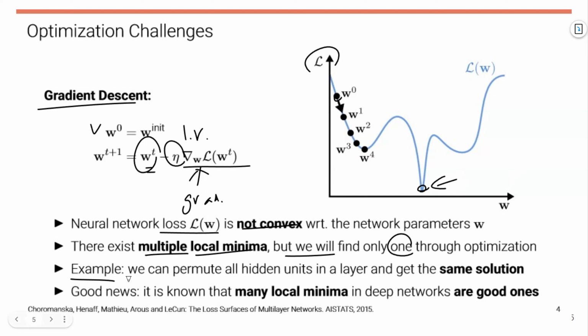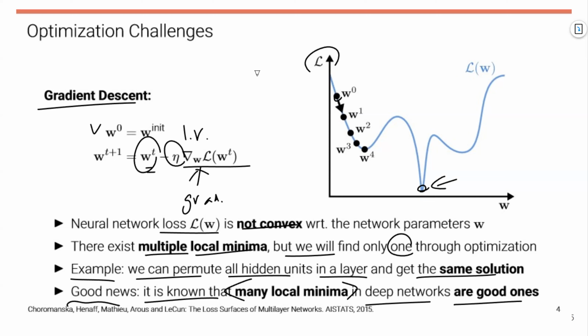And another example is we can permute all hidden units in a layer and get the same solution. Therefore, it's impossible to track all the local minima. We just need to choose one through our optimization algorithm. But the good news is, it is known that many local minima in deep neural networks are good ones.